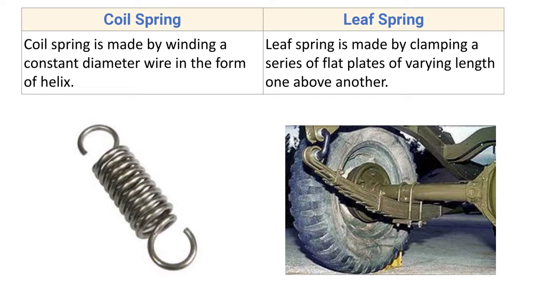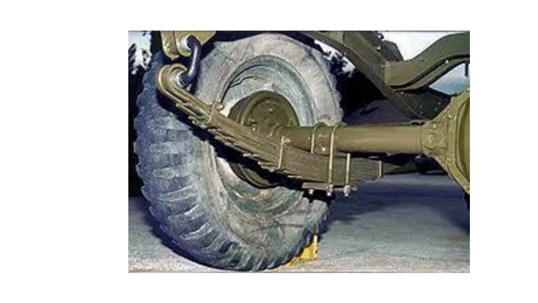Now the leaf spring is made by clamping a series of flat plates of varying length one above the other. So here you can see an example of leaf spring. It is made with the help of flat plates. They are semi-elliptical in shape and they are clamped together so as to get a complete spring.